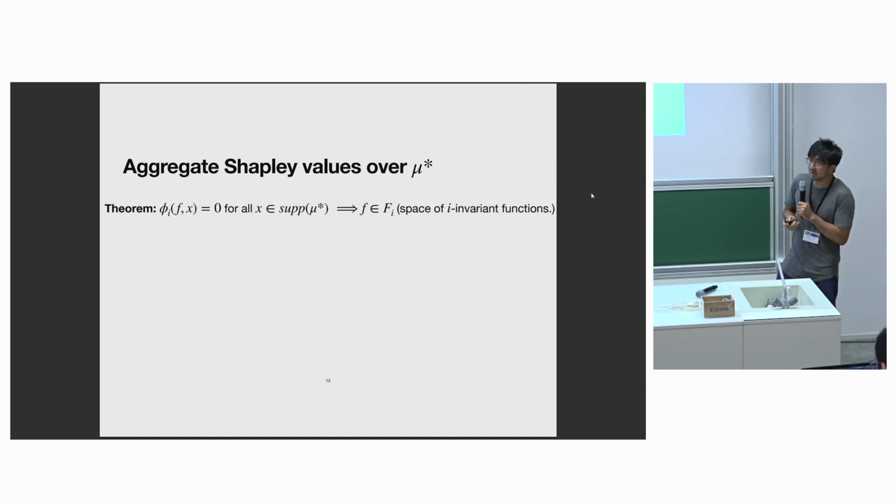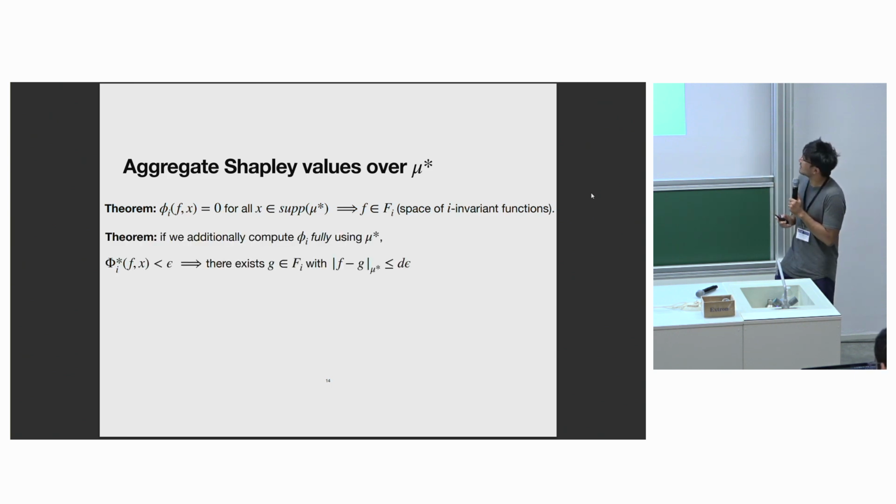Then we wanted a more robust version of this theorem. We realized that if we additionally compute the SHAP value fully using the extended support, and by fully using, I mean that SHAP is a function that takes your data set and outputs these values. For the first theorem, I'm using the original algorithm but examining it everywhere across the support. For the second theorem, I'm saying, let's actually use the data you would get if you sampled from the extended support instead of the original data set. This is what I mean by fully using mu star. If we do that, then you get a stronger guarantee: an aggregate SHAP value of at most epsilon means we're within order d epsilon of an i-invariant function.